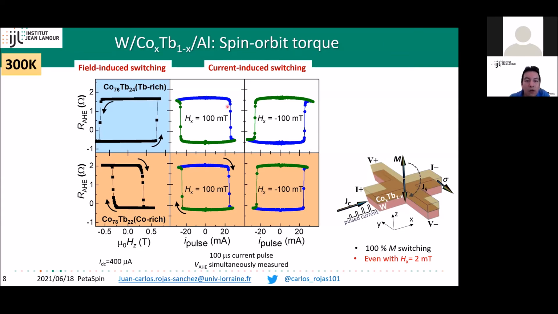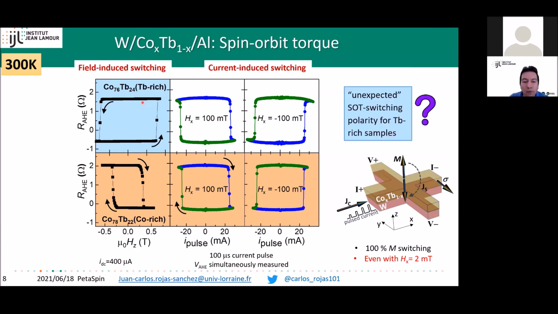And now if we look here at the top panel, this is for the case of the terbium rich sample. Okay, this is nice. We observe the current-induced switching, it's sharp, with a 100% amplitude change when we change the in-plane field. However, there is something unexpected, because what we observe here is the opposite switching polarity. It's something like this for the terbium rich. And so the question is, what is the origin of this difference?